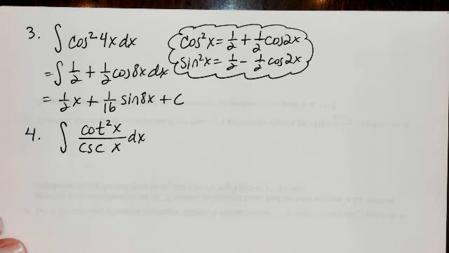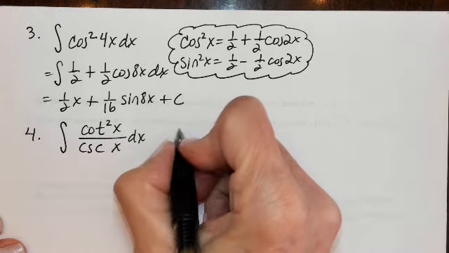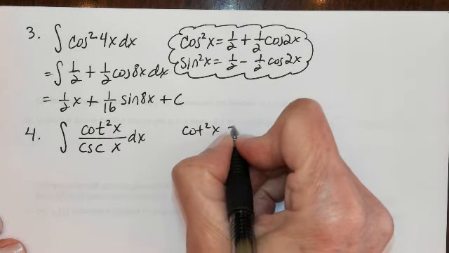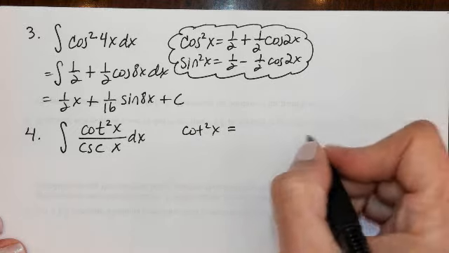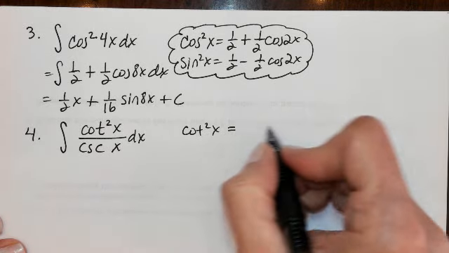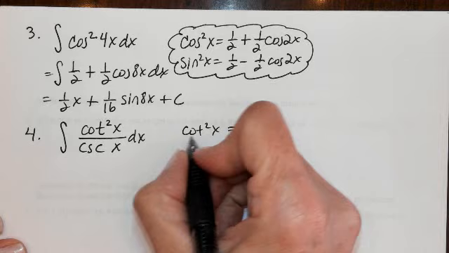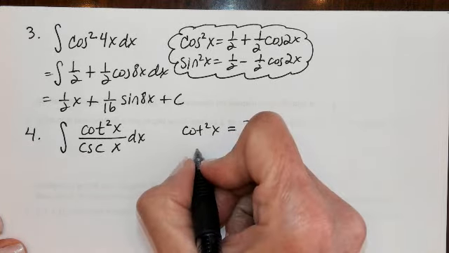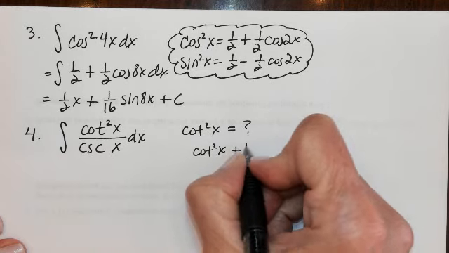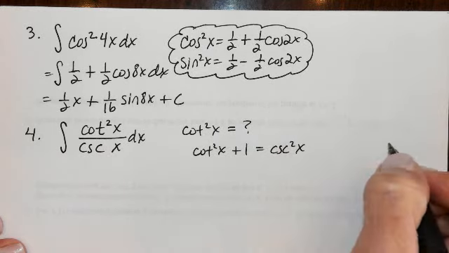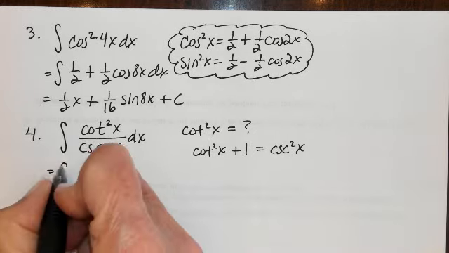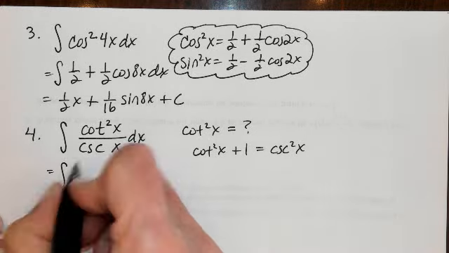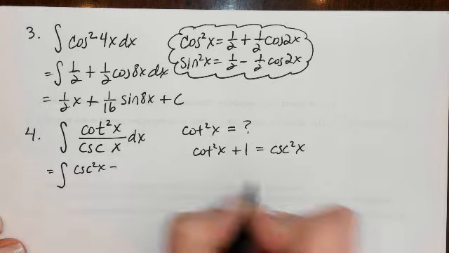I see another thing that I would like to do first, okay? But we'll see what happens. What I see is this cotangent squared x. I'd like to change that to something with cosecant squared. So I'm using the Pythagorean identity that says cotangent squared x plus 1 is cosecant squared x. So in place of cotangent squared, I'm going to put cosecant squared x minus 1.